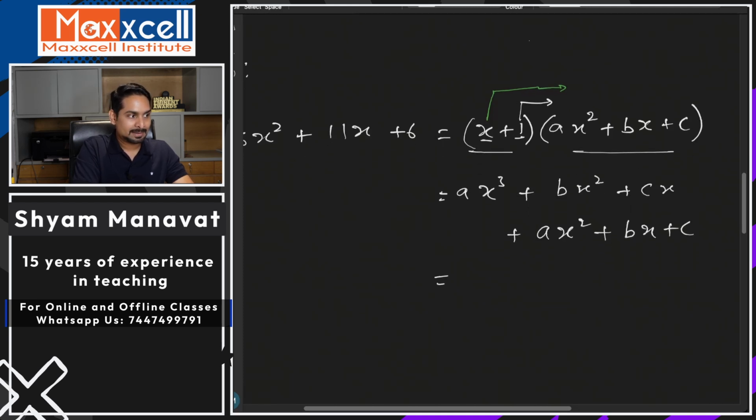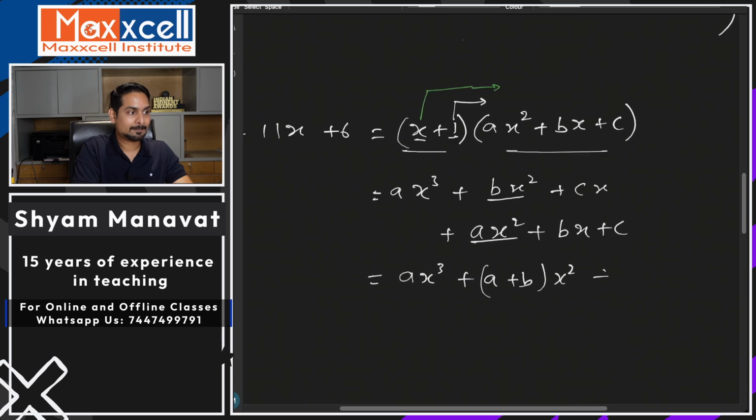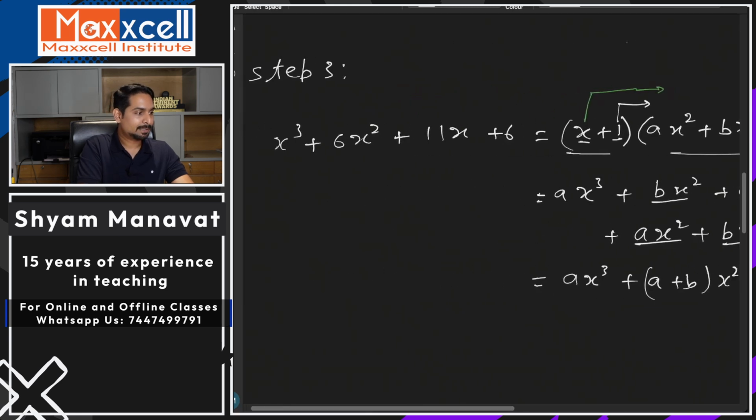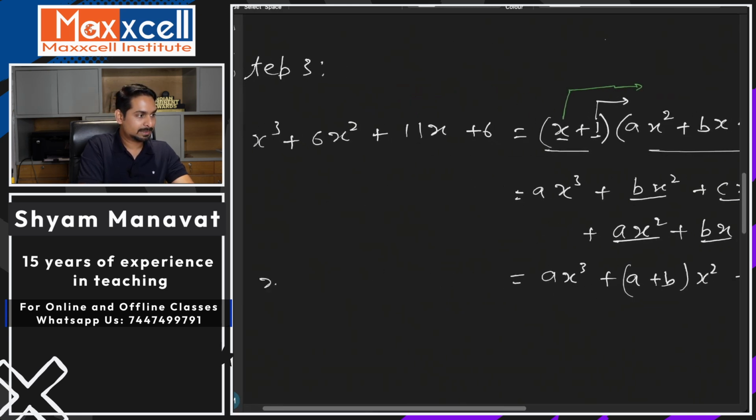Now tell me one thing. I take the similar powers together. So ax cube as it is. Now the square terms together: ax square plus bx square. If I take x square common out of it, I get (a plus b) x square. Then plus cx and bx. Add both of them, so I have (b plus c) into x. And the constant term is c.